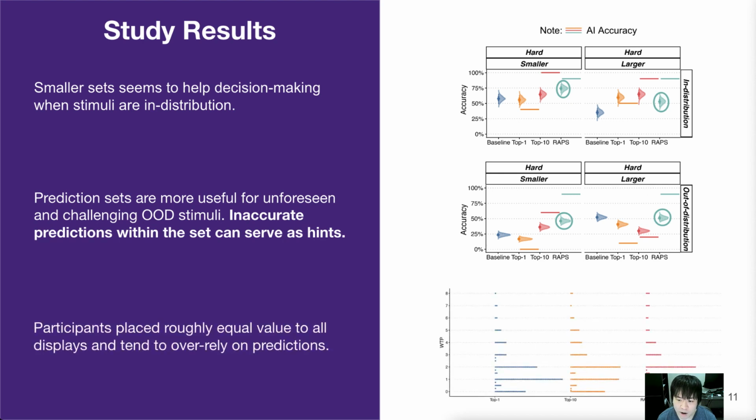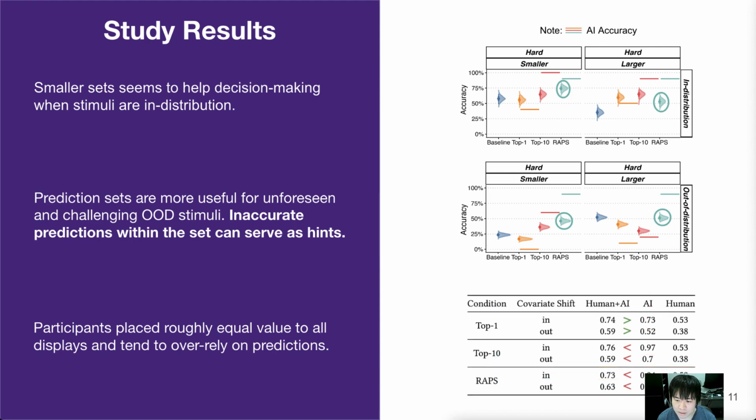Additionally, we find participants place roughly equal value in all prediction displays, as the distributions of willingness to pay are quite similar. However, humans have a tendency to over-rely on predictions even when the model is underperforming. We only observe complementary performance from the top 1 condition, and we think this is because when humans are able to immediately detect inaccurate predictions, they are more likely to rely on their own judgment, which can actually lead to better performance.